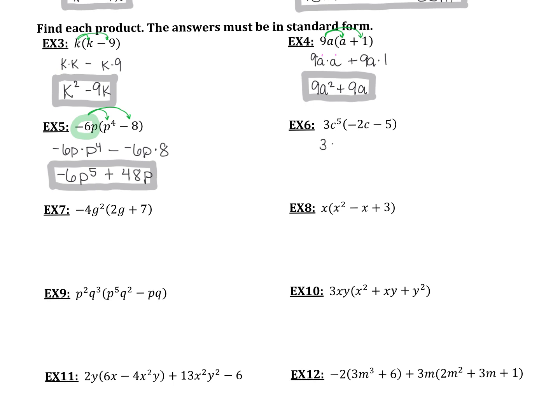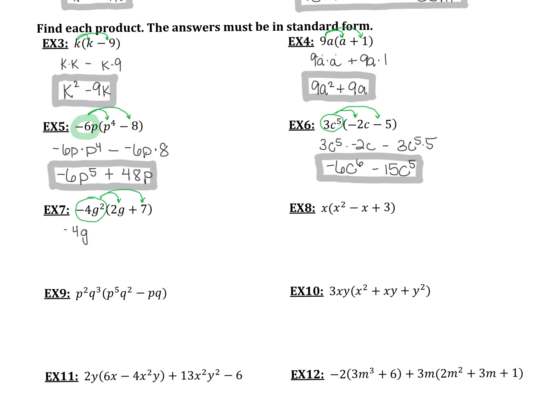All right, on this one, I would get 3c to the 5th times negative 2c minus 3c to the 5th times 5. When I distribute, remember I'm distributing the whole thing, the whole monomial, into all the terms of the polynomial. Combining, we'd get negative 6c to the 6th minus 15c to the 5th. Great, we're going to keep going. If at any point you want to hit pause and try to correct some of the ones you've done, go for it.